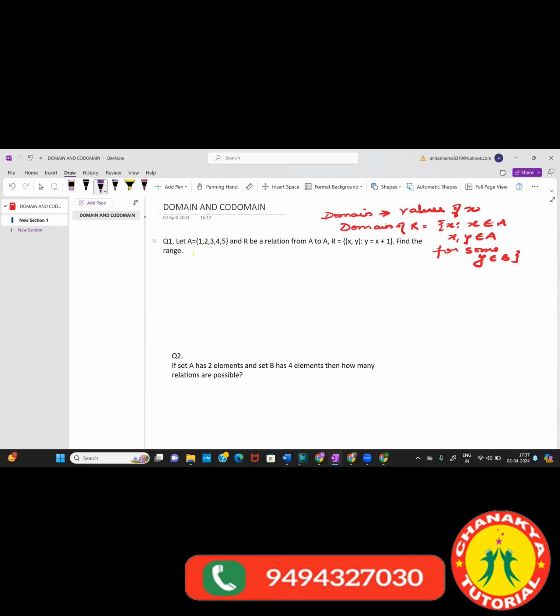So here see, let A is equal to {1, 2, 3, 4, 5} and R be the relation such that R is equal to {(x, y) such that y is equal to x plus 1}. So here values of A set is given 1, 2, 3, 4, 5. So how will you find the relation, beta? How you will find? Any guess? Tell me. Ma'am, we should do A into A first.